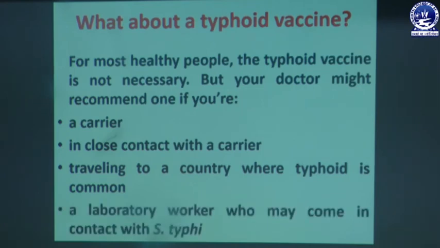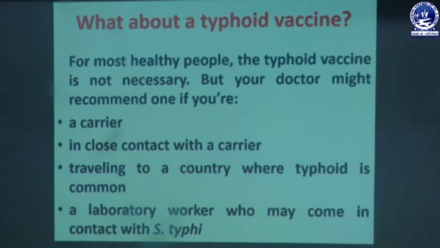A laboratory worker who may come in contact with Salmonella typhi. If a person is working in a laboratory, there is a need for the typhoid vaccine, because the laboratory worker always has contact with Salmonella typhi bacteria. The laboratory worker tests the blood, stool and urine of different persons who are infected by Salmonella typhi bacteria, and has direct contact with this type of person.